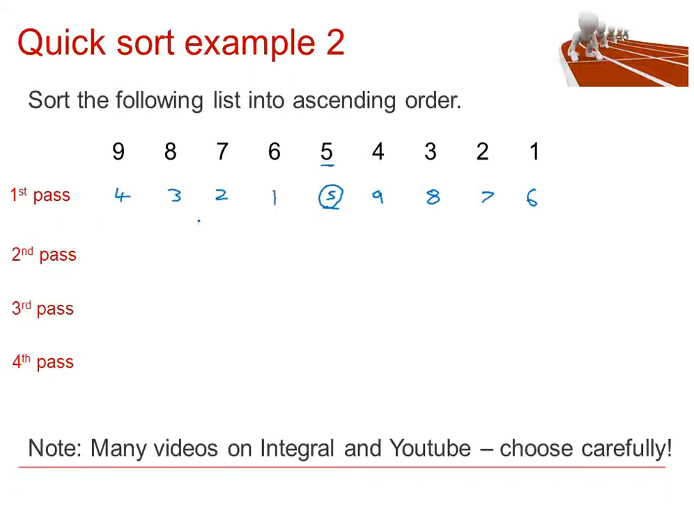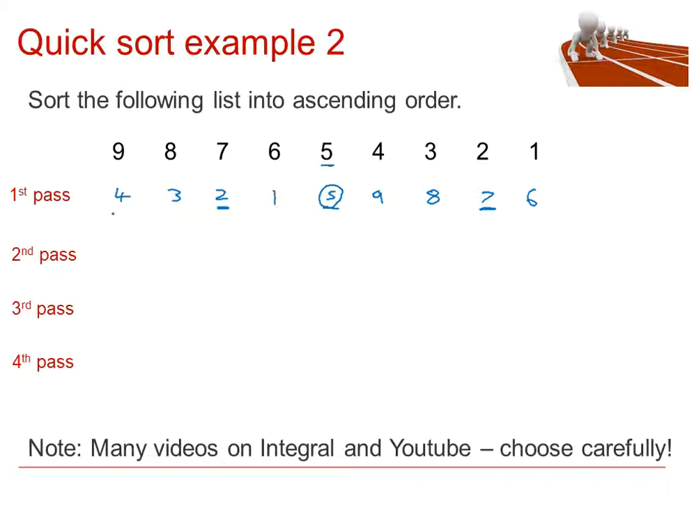Now I need new pivot points. So I've got 4 elements in this sublist. So the rule gives me 2.5, which when rounded up gives me the 3rd element. So that 2 is my pivot. And likewise here, 7 would be my new pivot.